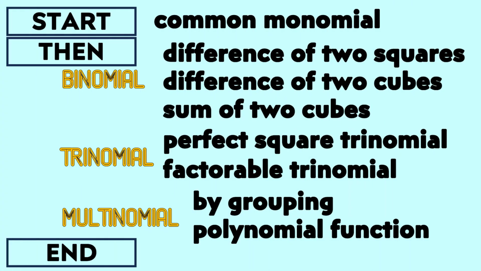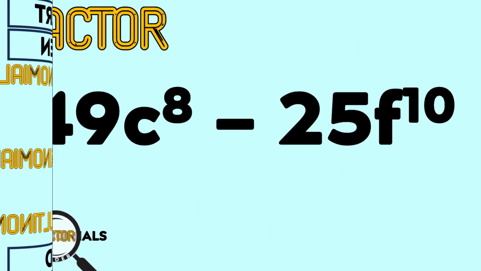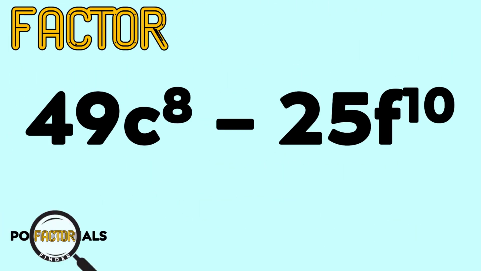Here's the guide for factoring polynomials. We need to start with the common monomial factoring. Then whatever the result is, we're going to categorize it as to whether it is a binomial, trinomial, or multinomial, and we have specific processes under specific results. Then we end it. Let's start with this polynomial.